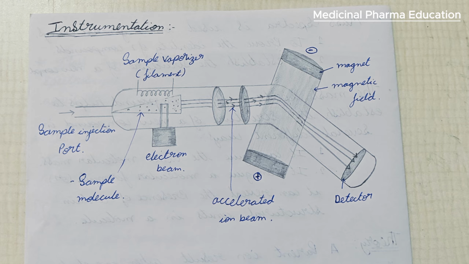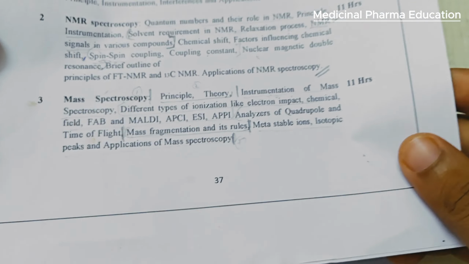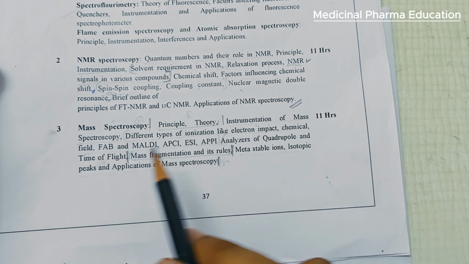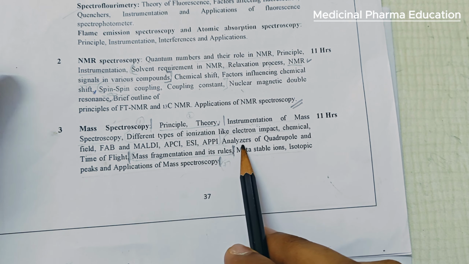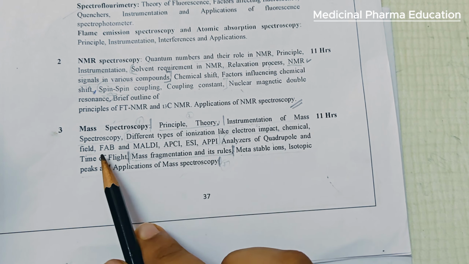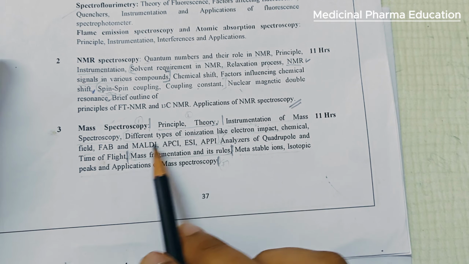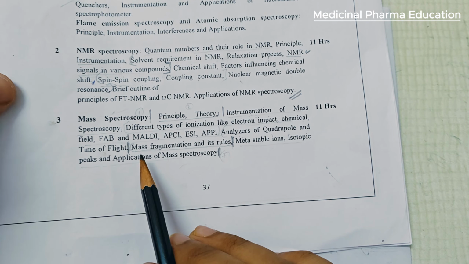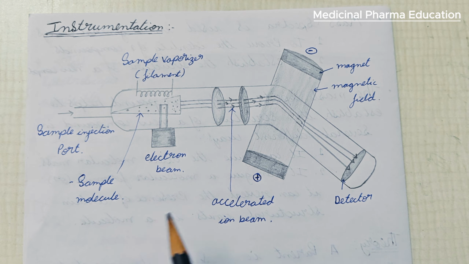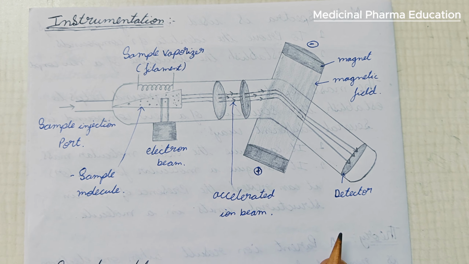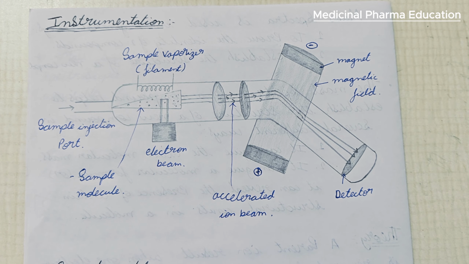In this class, we will start with the instrumentation of mass spectroscopy and different types of ionization techniques. We will discuss the quadrupole and time of flight analyzers. We will complete almost 50 to 60% of the syllabus in this video. This video will be a little bit lengthier than usual, but I will try to complete it faster. I will not take much time.